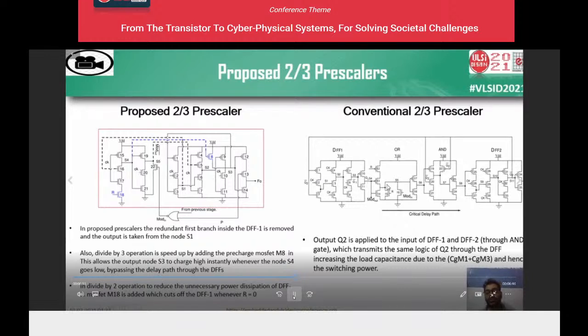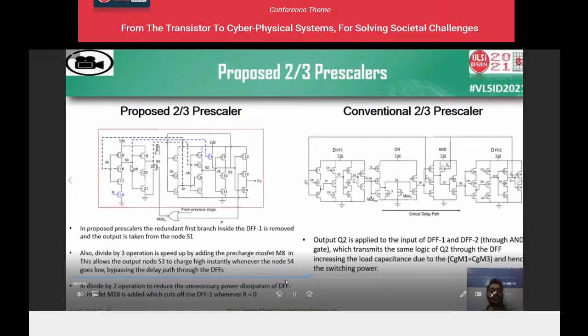Logic actually propagates through this OR and AND gate. So instead of that, we can actually observe these nodes, and we can put some logic there, which directly changes our signal from this node to this node. So these changes we have done, and we introduce a pre-charge MOSFET.